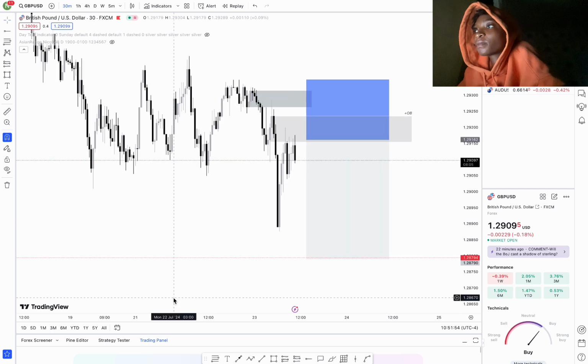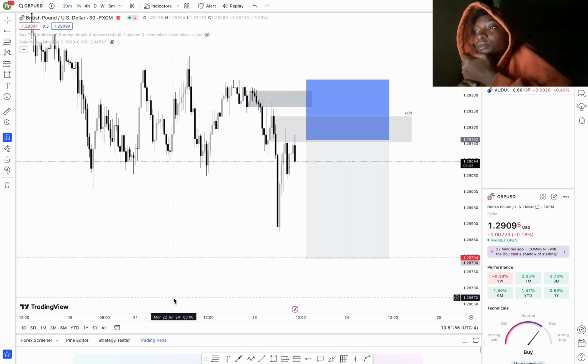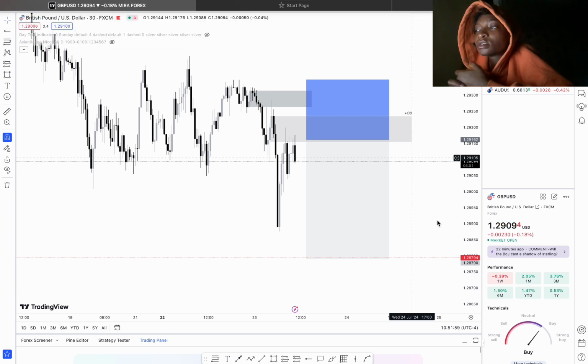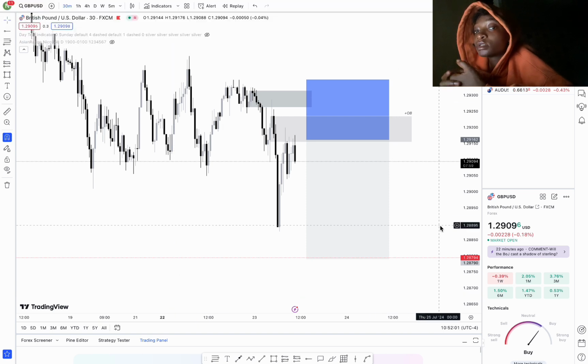Well, we just ended. So one thing I love about ICT concepts is there's this saying, they tell you the wick does the damage, the body tells the story.